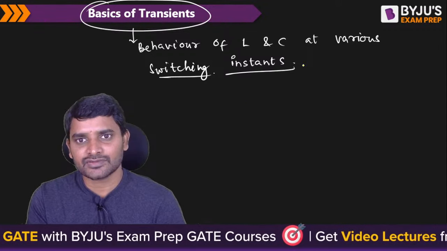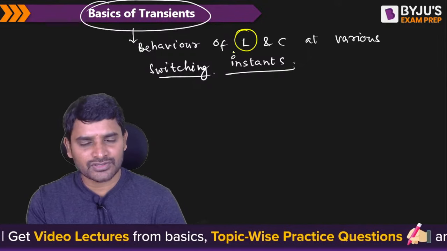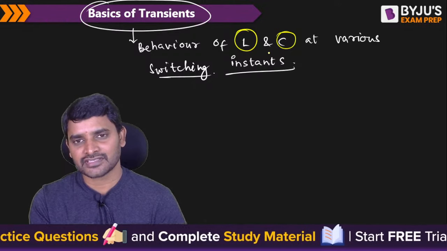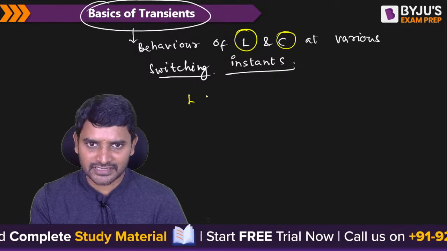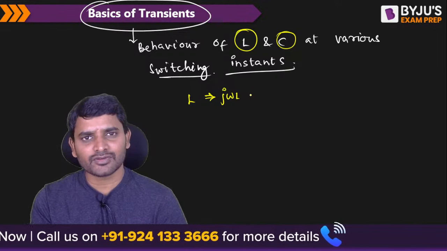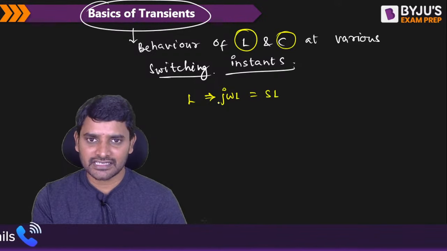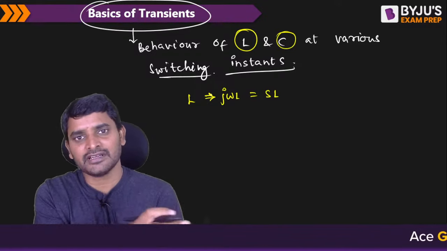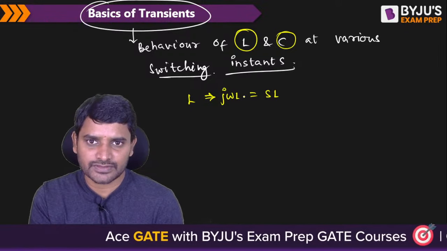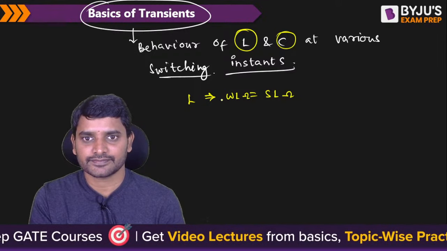Before moving on to the discussion, I just wanted to say that the inductor possesses some opposition, called inductive reactance, and the capacitor also possesses some reactance, called capacitive reactance. We generally represent that opposition as j omega L, or if you want to write it in the Laplace domain, you can write it as sL. You just remove this j parameter, the imaginary term. Omega L ohms or sL ohms.